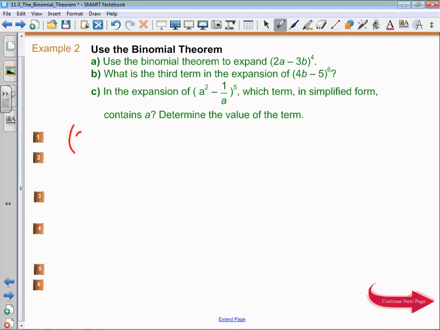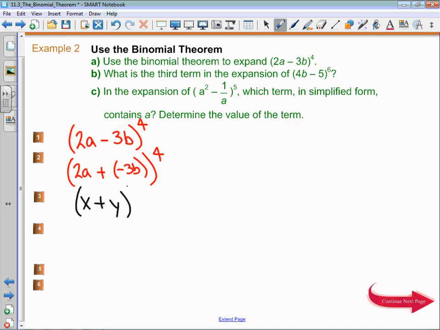So I'm just going to write again that if I have 2a minus 3b to the power of 4, I could write this as 2a plus negative 3b to the power of 4. And the reason why I think it's important to recognize that is that we are comparing this to x plus y to the power of n. And if I look at those two beside each other, I can identify that x in my binomial is 2a, y in my binomial is negative 3b, and n in my binomial is 4.